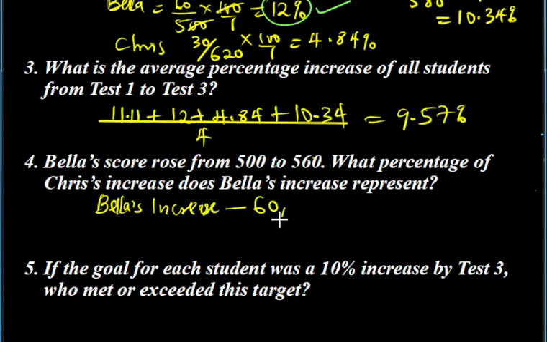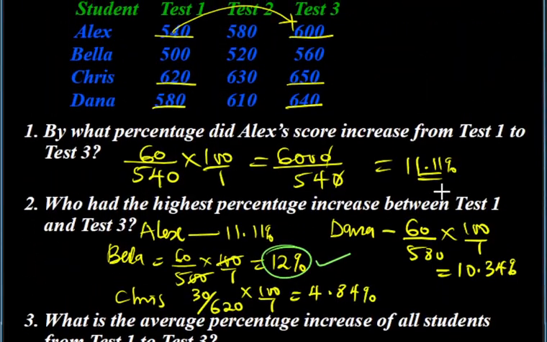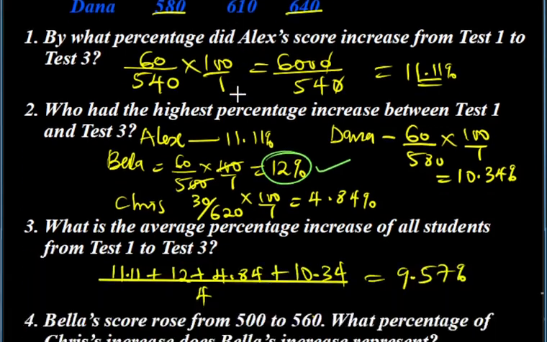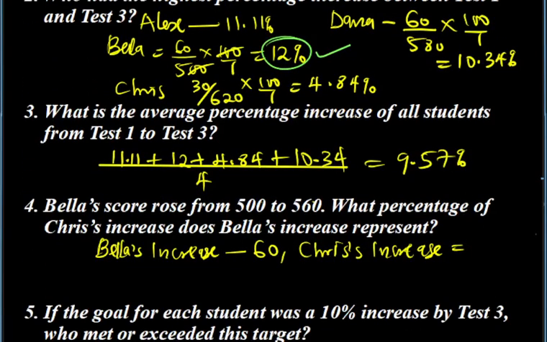Then Chris's increase, I think that would also help here. Let's go back to the table. Chris's increase is 30. That is 650 minus 620, because all we are doing is between test 1 and 3. 650 minus 620 is 30. Now the question is what percentage of Chris's increase does Bella's increase represent?